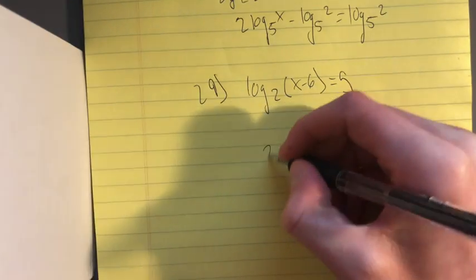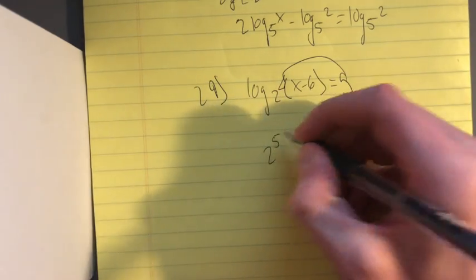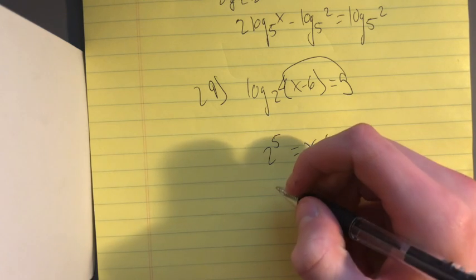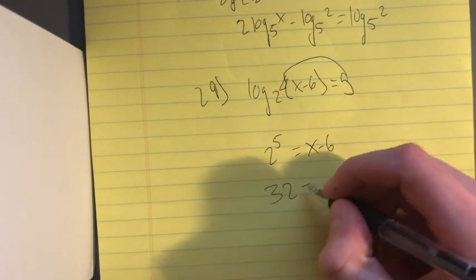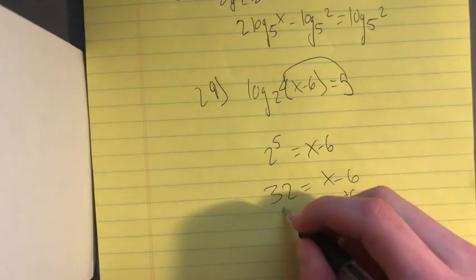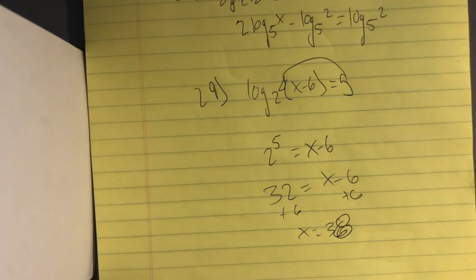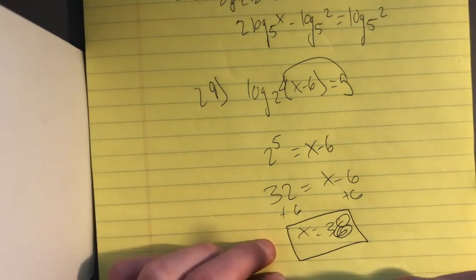Okay, what we do is we're going to do 2 and put this above that. So 2 to the 5th equals x minus 6. 2 to the 5th is, let me get my power sheets, 2 to the 5th is, I should have known that, 32 equals x minus 6. We add 6. X equals 38. And that is your final answer right there. Okay.